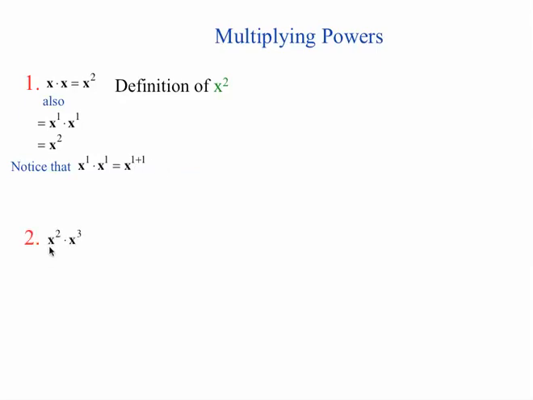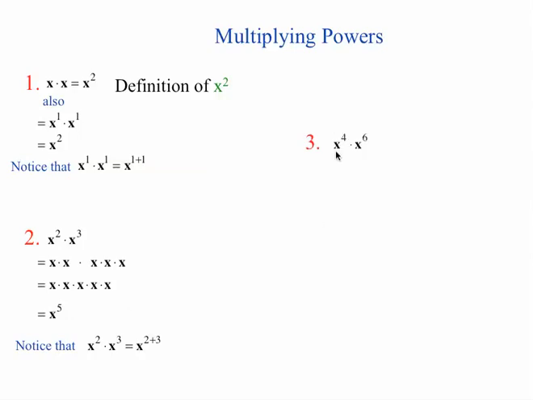Here's an example 2. x to the 2 times x to the 3. What I'm suggesting is, if this holds true, then we can just add the 2 and the 3 and get x to the 5. Let's see if that works. x to the 2 times x to the 3 is x times x times x times x times x. x to the 2 is x times x. x to the 3 is x times x times x. Altogether you have 5 x's multiplying each other, which is x to the power of 5. So x to the 2 times x to the 3 is the same as x to the 2 plus 3, which is x to the 5.